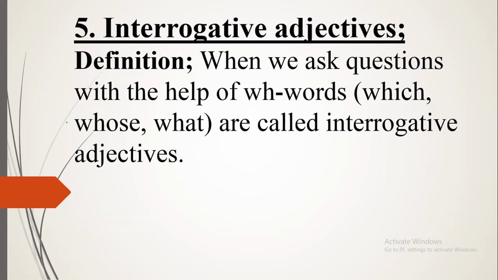So let's have the definition once again and we will discuss the examples. When we ask questions with the help of WH words, and what are the WH words? Who and whom you will remove. There will be only three: which, whose, and what. When we ask questions with the help of which, whose, and what, they are called interrogative adjectives.